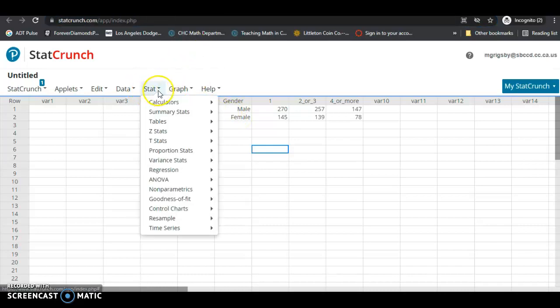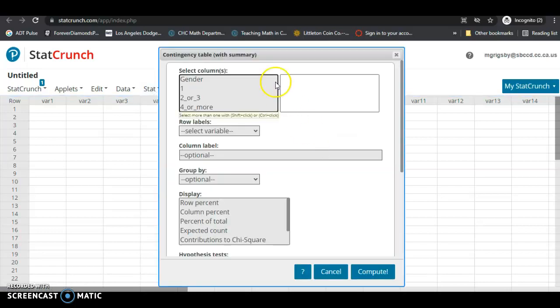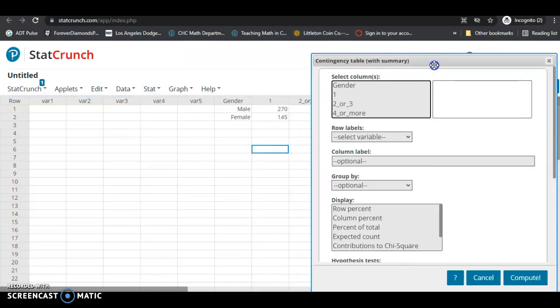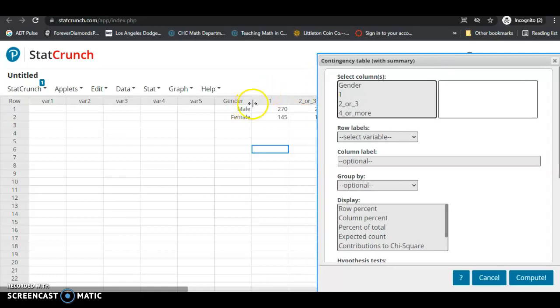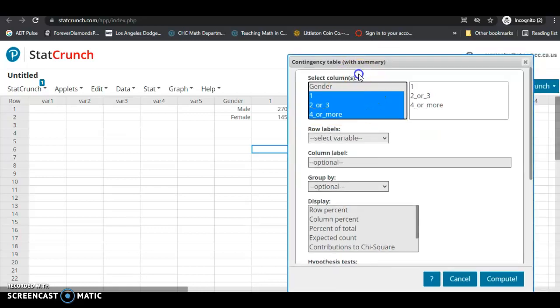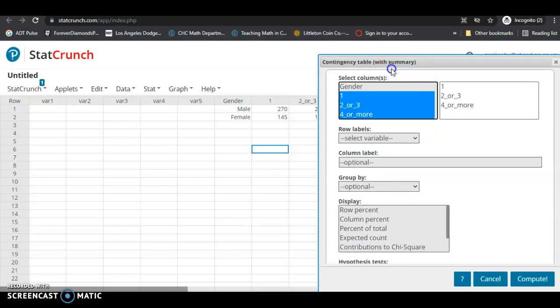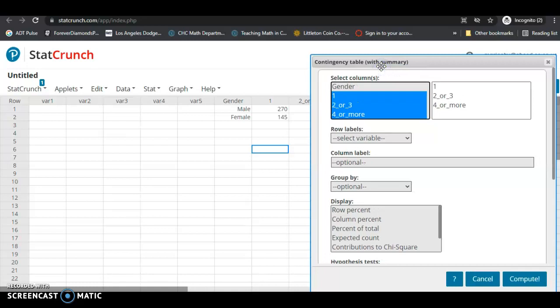Now what we do is we go to Stat, Tables, Contingency, and since we have a summary of the data, we're going to select With Summary. We're going to select the columns except the gender, so do not select gender. We're going to select the columns that represent the categories of the categorical variable, so the number of times they quit before they were habit free.